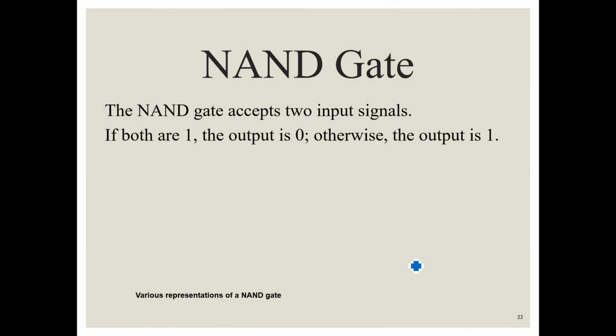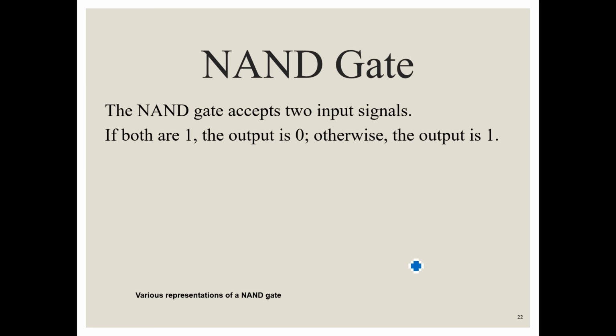Next one, NAND gate. The NAND gate accepts a minimum of two inputs. If both are 1, the output is going to be 0, otherwise it's going to be 1. It's an exact opposite to the AND gate. If you see the truth table, you can understand the difference between AND gate and NAND gate. Here, if both inputs are 1, output is going to be 0, otherwise it's going to be 1.